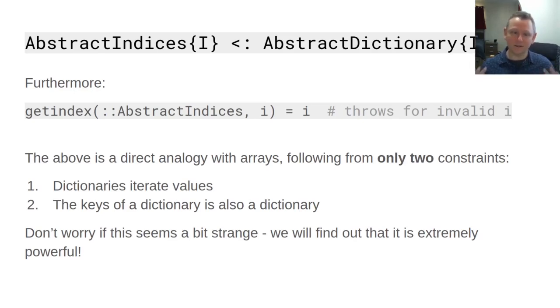Basically, you have to have this behavior if you believe two things: that dictionaries iterate values, and that the keys of dictionaries also are dictionary. So if you have just those two things, you must have this relationship above. Okay, so don't worry if it seems a bit strange. We'll find out that it's quite powerful.